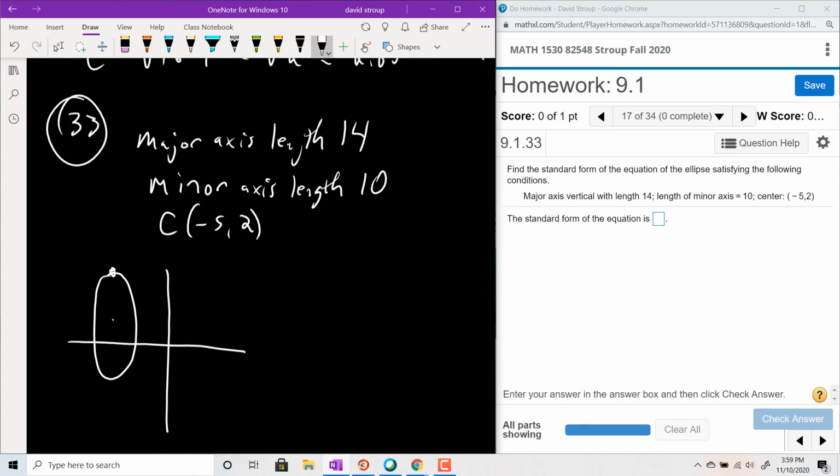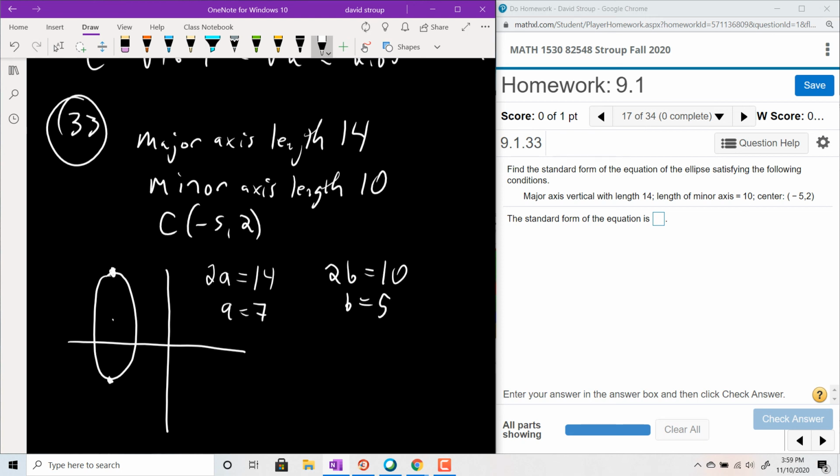But anyways, how did we get to these points? Well, we went up and down by A. So the A value is going to be half of the major axis. In other words, 2A, the length of the major axis, is actually 14. So A will equal 7. And then 2B is the length of the minor axis. In this case, it'll be 10. So B will be 5.